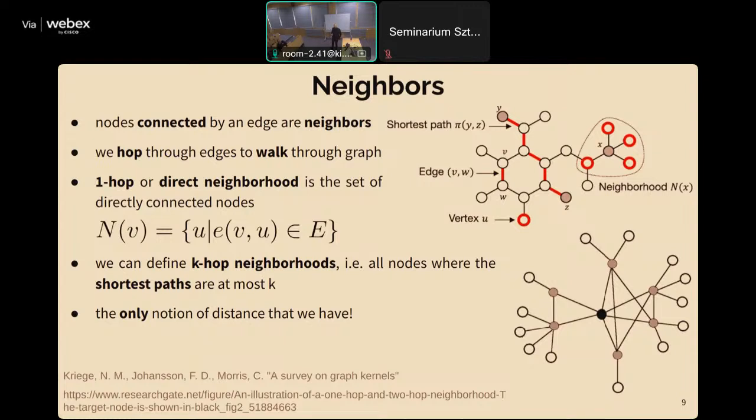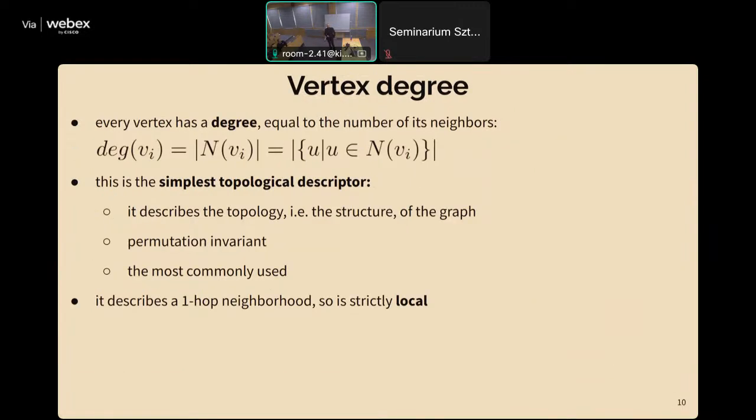And this shortest path distance, where you hop through edges, is the only notion of distance that you have on graphs. This is not Euclidean, you don't have any axes, you can do many mathematical operations on them, but this is some notion of distance, the only notion of distance that we have, so we better use it well. And indeed, this will be very useful in a while.